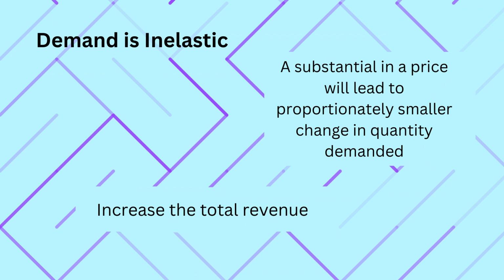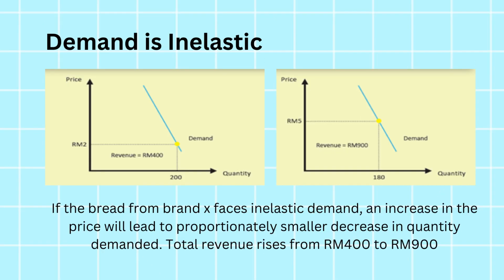The second, demand is inelastic. A substantial change in the price will lead to a proportionately smaller change in quantity demanded. In inelastic demand, total revenue will increase. If the bread from brand X faces inelastic demand, an increase in the price will lead to a proportionately smaller decrease in quantity demanded. So, the total revenue rises from 400 to 900.